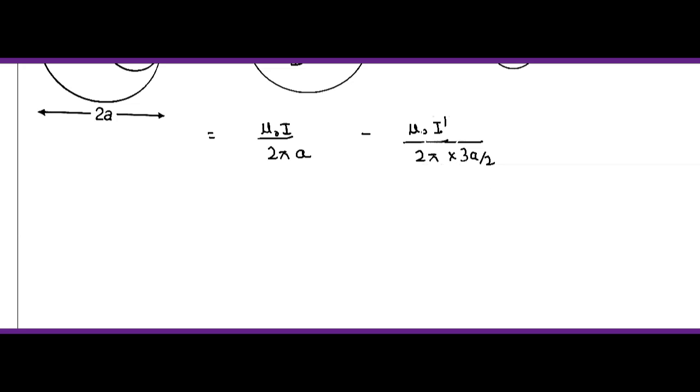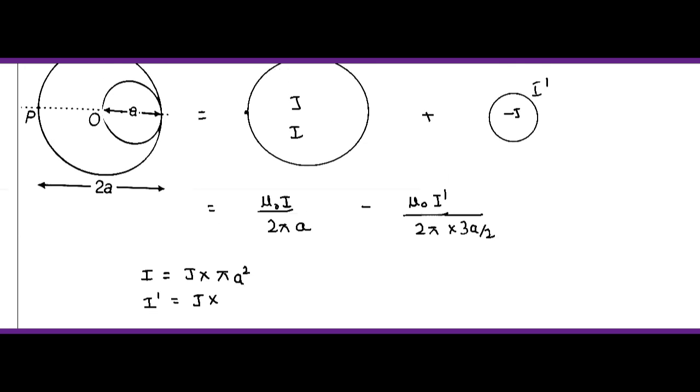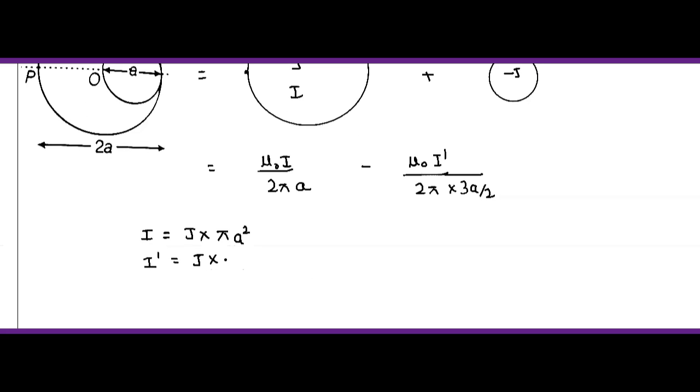Now, what are I dash and I in terms of current density? The current is current density multiplied by area. So the value of I would be J times pi A square, and I dash would be the current density J times the area. Here the diameter is A, so the radius would be A by 2, and the area would be pi A square divided by 4.